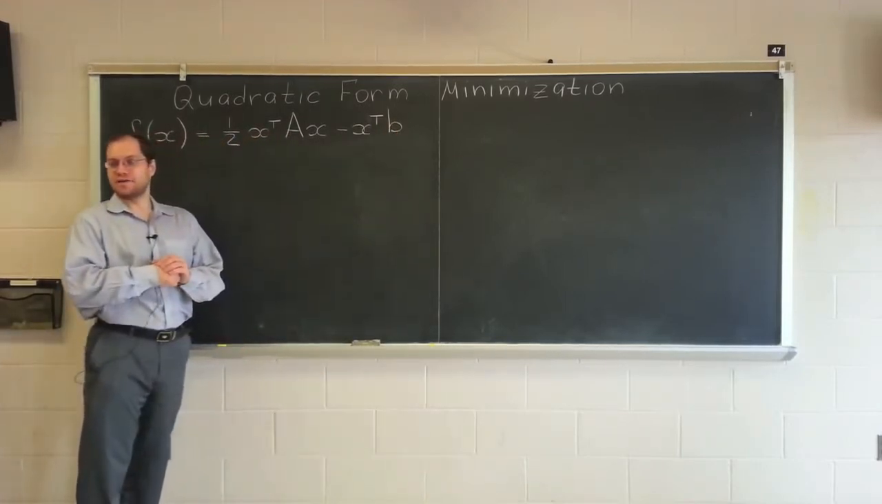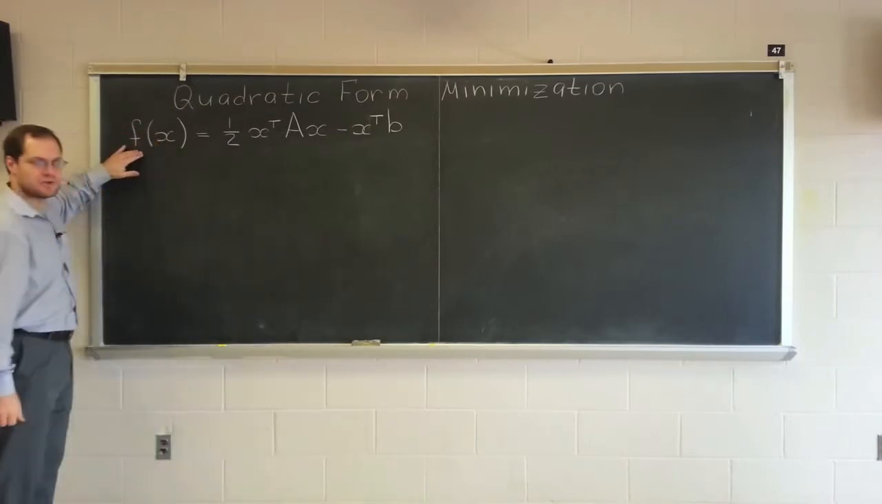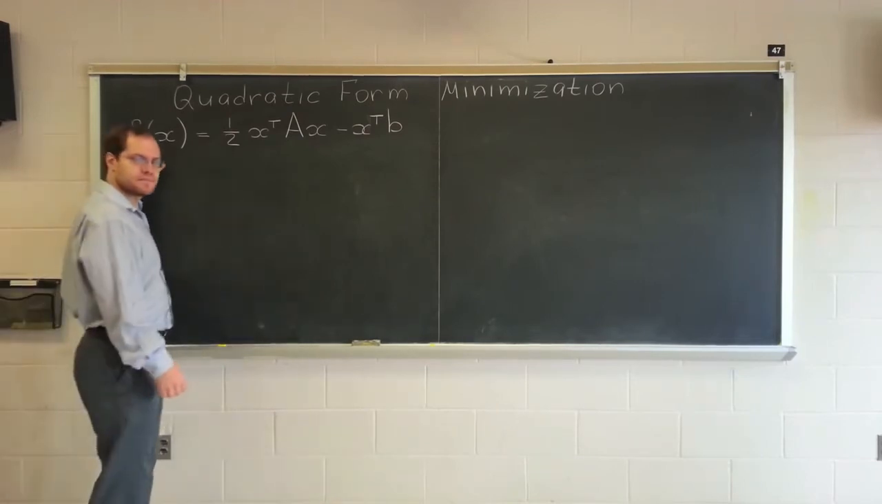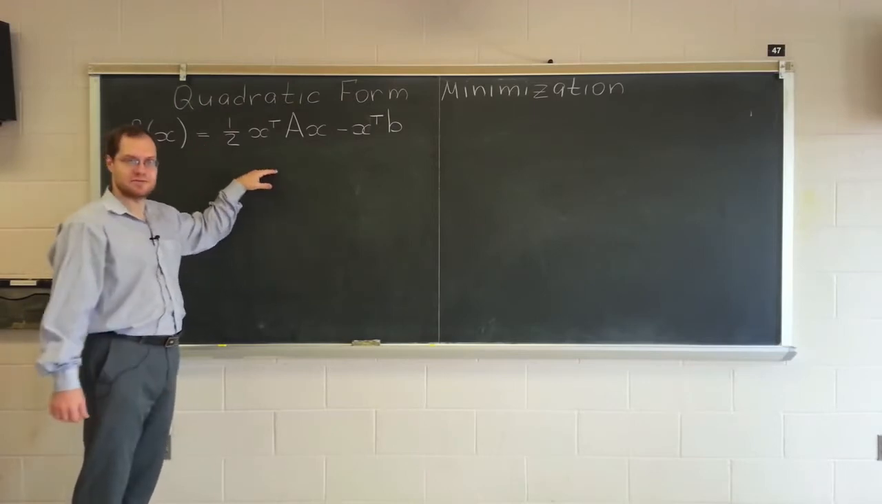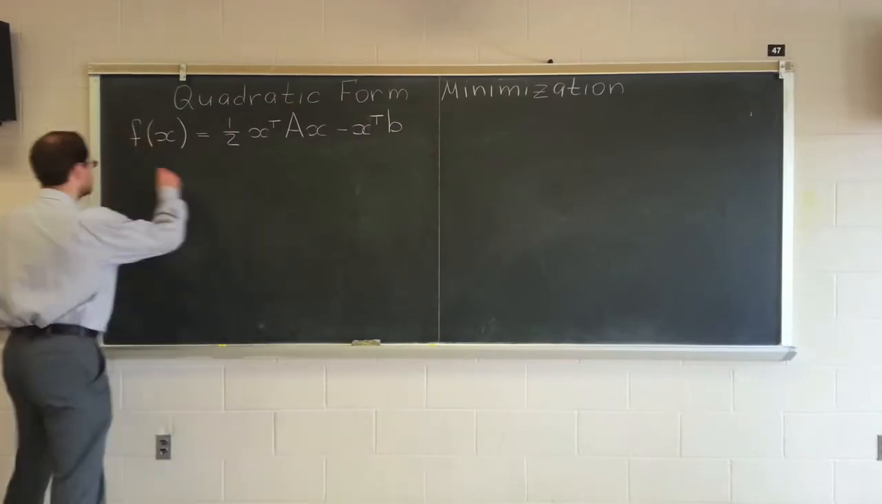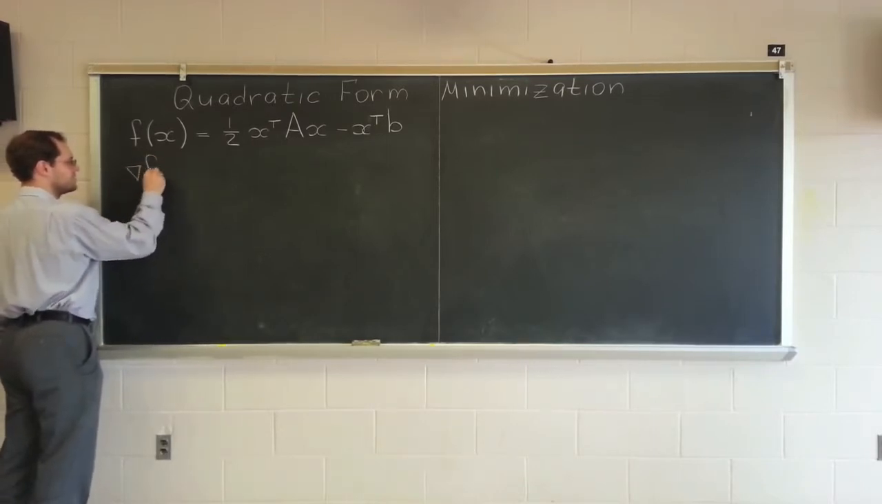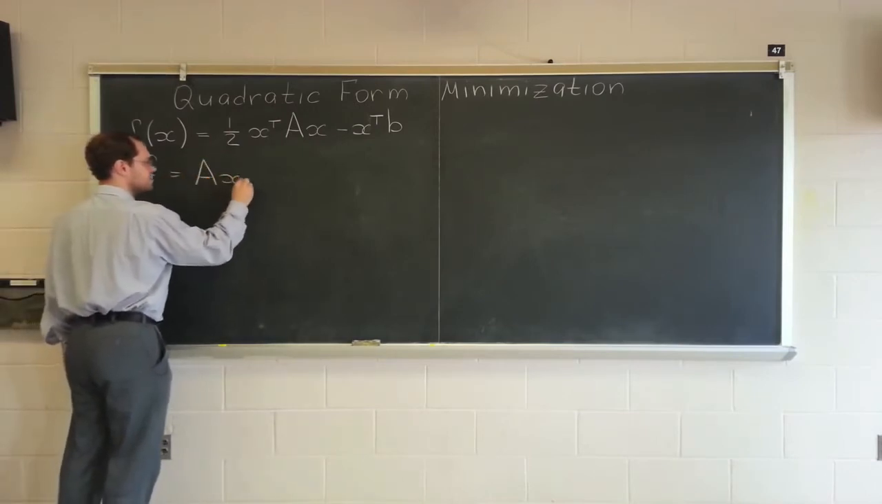Our goal is to evaluate the gradient of f, which is all partial derivatives of f with respect to all the different x's. Does anybody know the answer? Ax equals b. Ax minus b, which is what you're trying to say. So the answer in the linear algebra terms will be that the gradient of f equals Ax minus b.